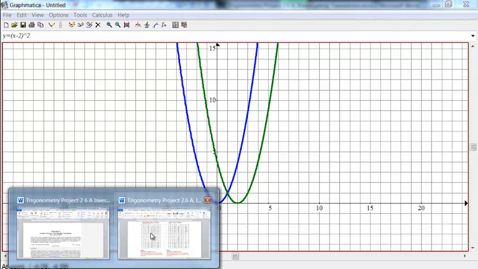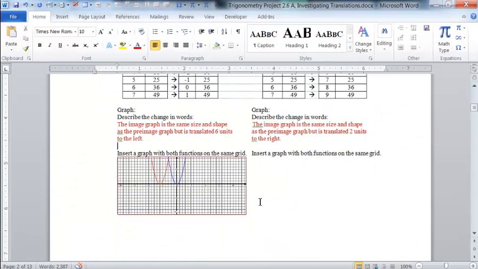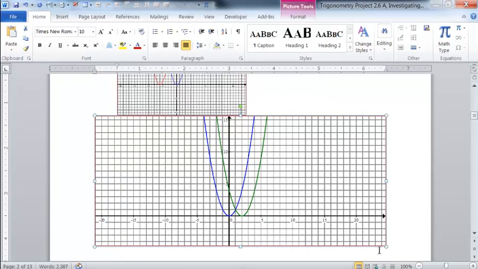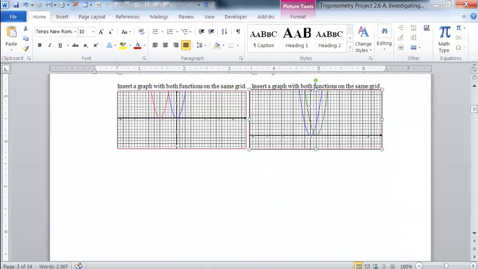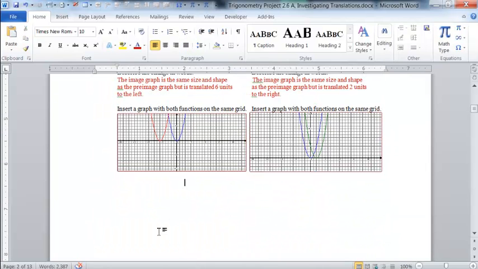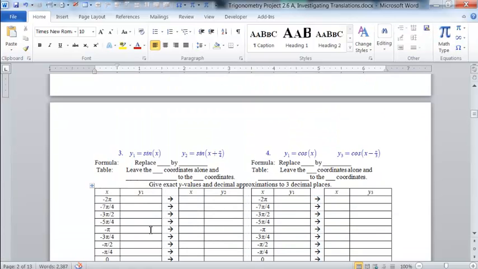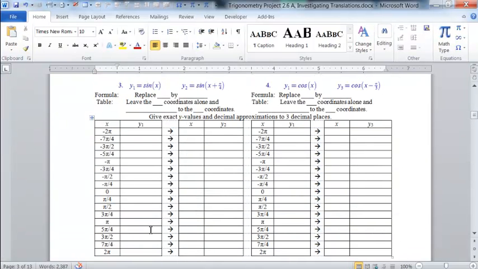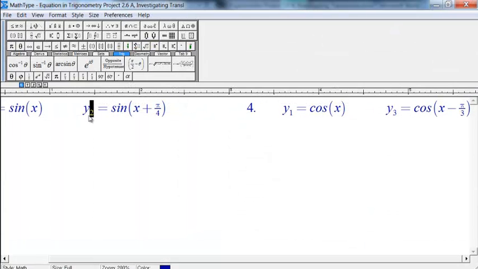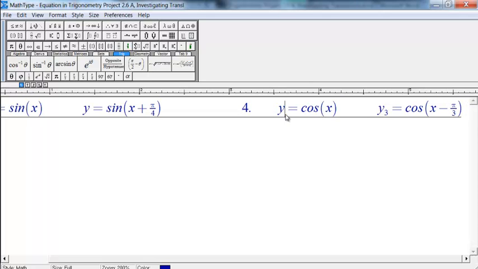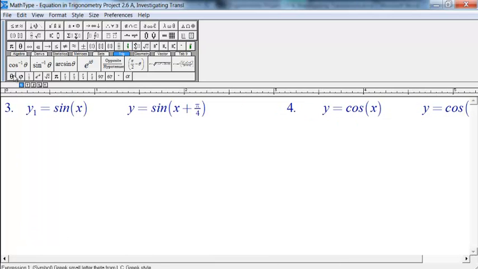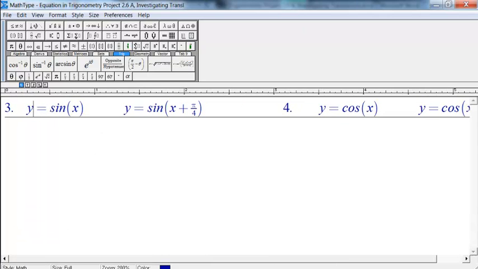Copy that. Paste it here. And let's make it a little smaller so we can get them to both fit. Okay? All right, now let's do the next one here. I'm going to get rid of these subscripts, just indicating these are different functions, but they're still just y, so I think it may make that a little bit easier to understand.